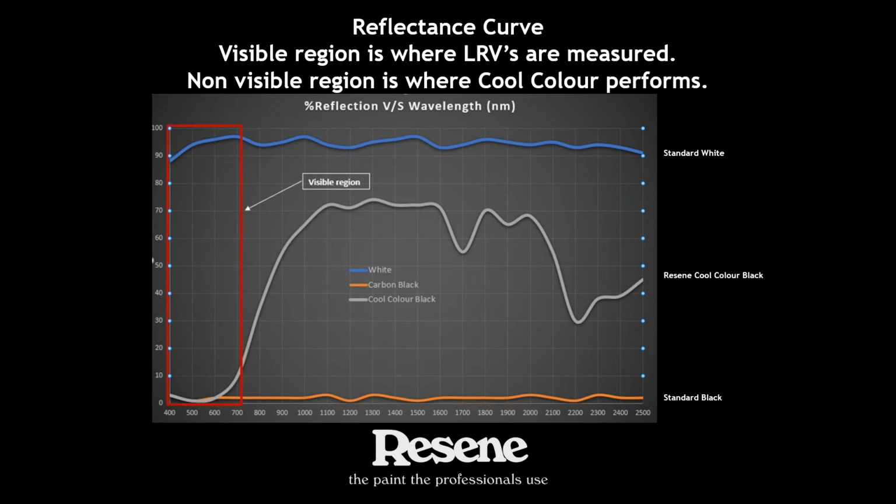So the top line there that you see in blue is a standard white, which, as you'll see, is high in reflectance. Standard black is at the bottom in the orange line, and then the grey squiggle through the middle is where Resene Cool Color is doing its work. Over on the left is the color we see, and through the squiggle is where you're talking about your infrared heat, and that's where Resene Cool Color is performing.